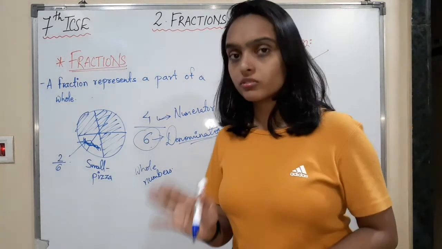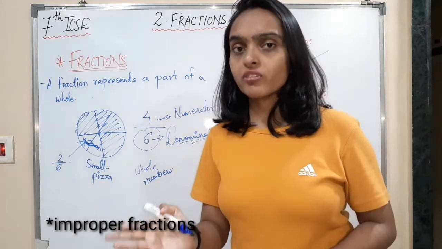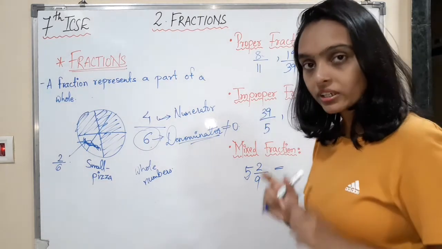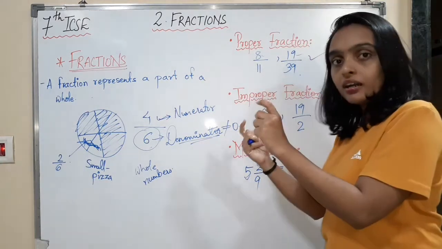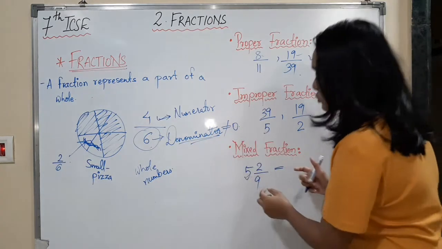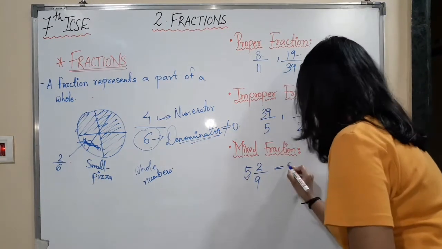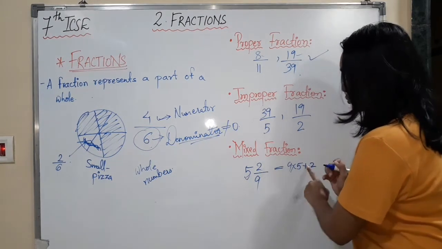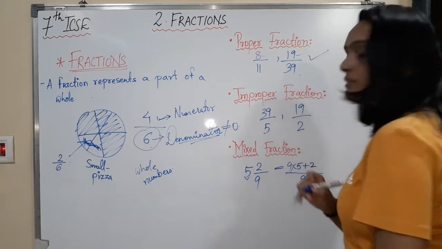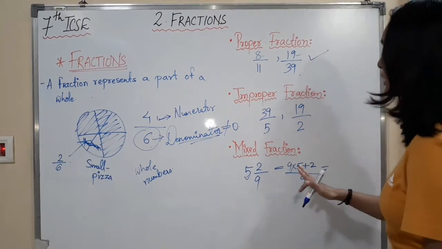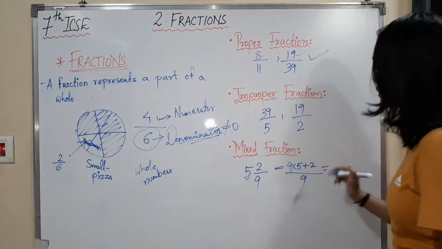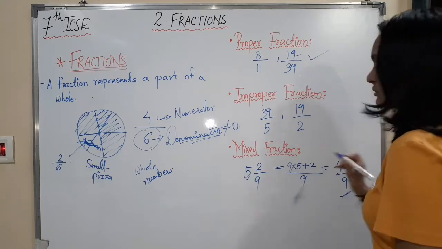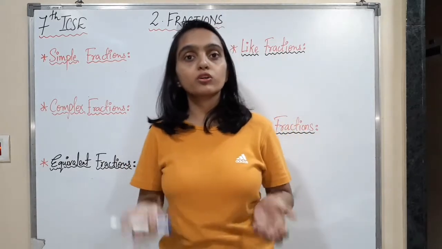Now if you want to convert a mixed fraction into an improper fraction, how can we convert it? You have to multiply the denominator by the whole number and then add the numerator to it. So you will get 9 multiplied by 5 plus the numerator, which is 2, upon the same denominator. So here you will get 9 fives are 45 plus 2, 47 upon 9.